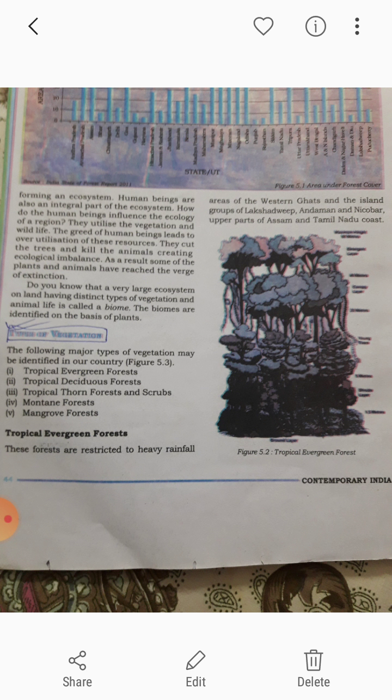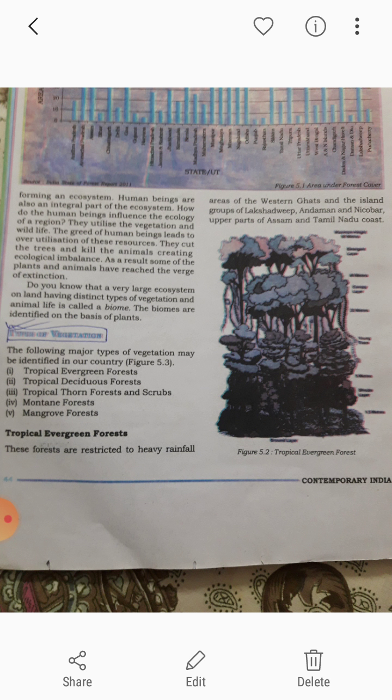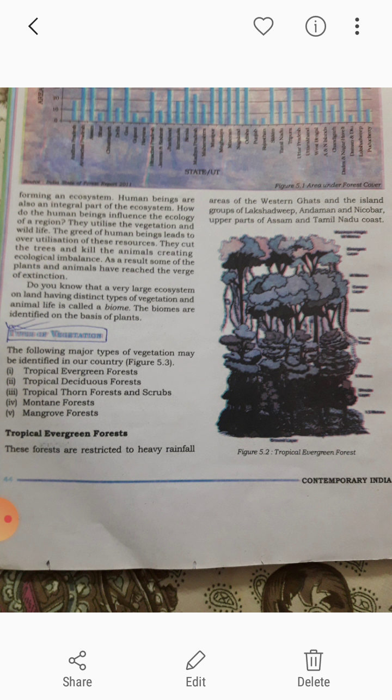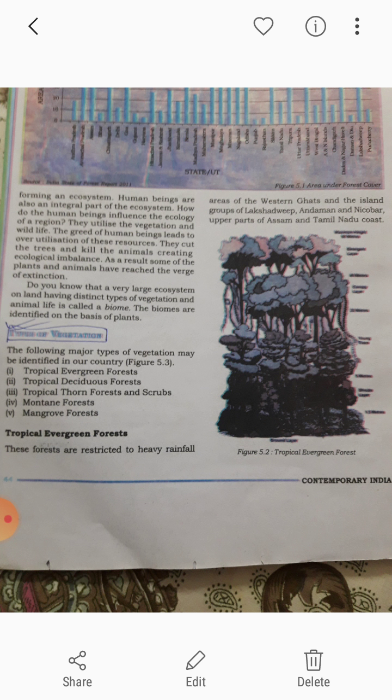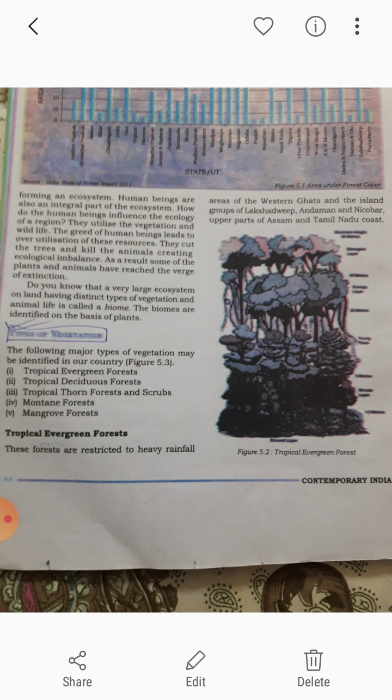So, as a result, what happened? Plants and animals have reached the verge of extinction, which is very, very sad to know, children. So we must create awareness among the people everywhere in the world that plants and animals are very important for all of us. Clear? So large ecosystems on land have distinctive types of vegetation and animal life, also known as a biome.